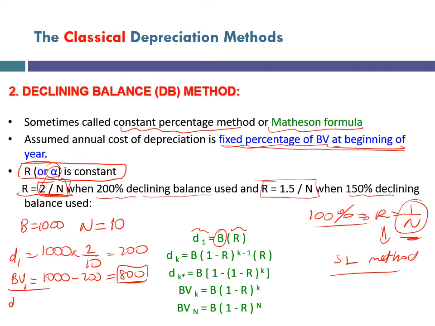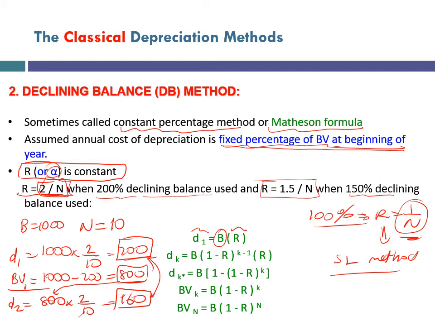So if we want to calculate the depreciation in year 2, what do we do? We use the book value at the beginning of the year, which is 800, and multiply it by 2 over 10. And from here, we obtain the depreciation amount to be 160. Look, the depreciation in the first year is 200, and the depreciation in the second year is 160.